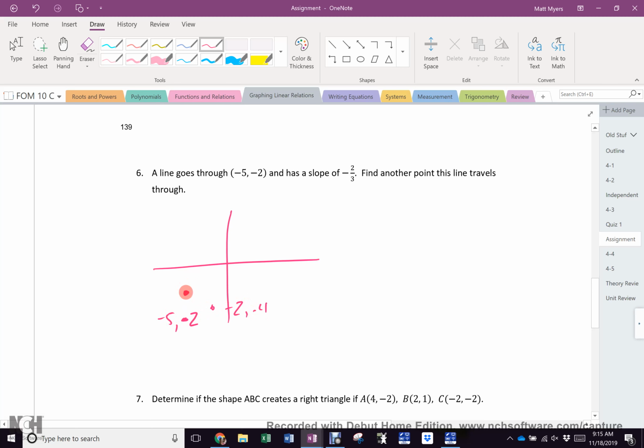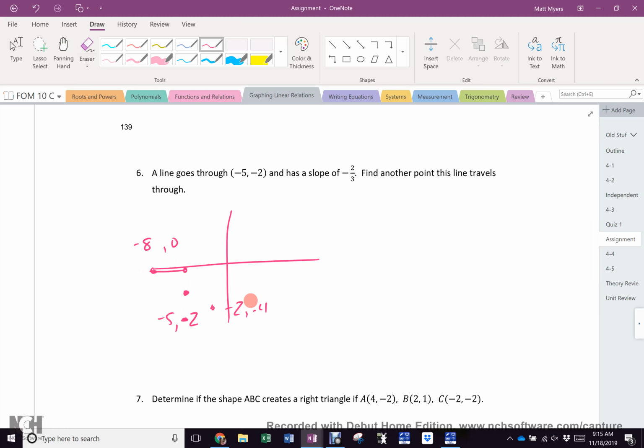What is my other option? Up 2 and left 3, right? Well, what's up 2 from negative 2? 0. And what's left 3 from negative 5? Negative 8. Those are the 2 easiest. I trust everybody, if you did this question, has one of those 2, because you only needed 1 point, right?